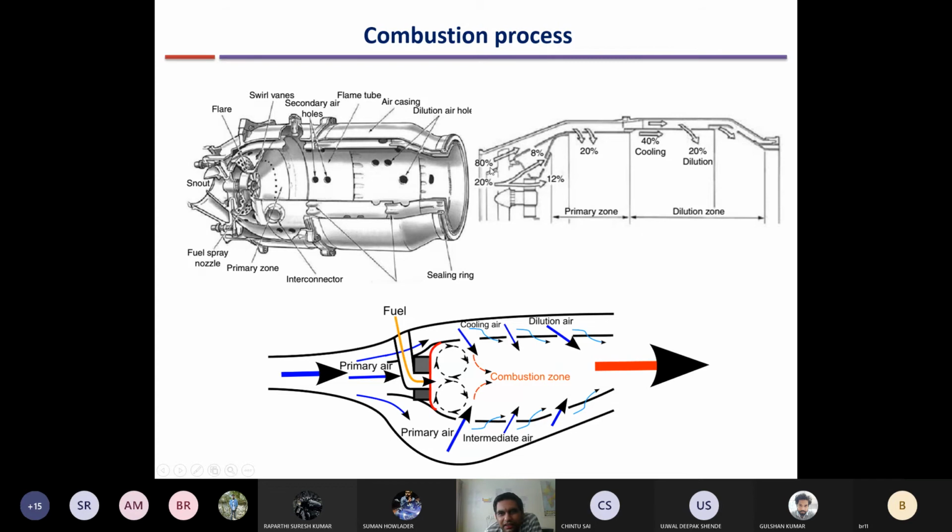And then all of the air actually comes in ultimately. So at the end, no air goes outside the liner. Everything comes within the liner, and it goes out at a lower temperature. So this is how the combustion chamber operates.